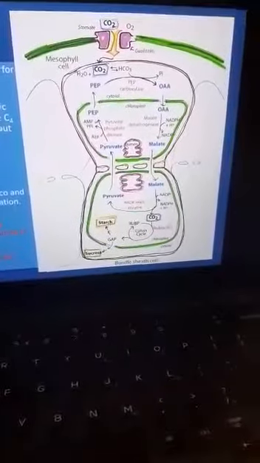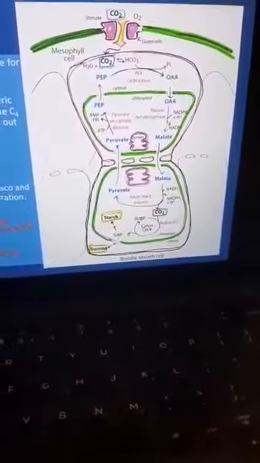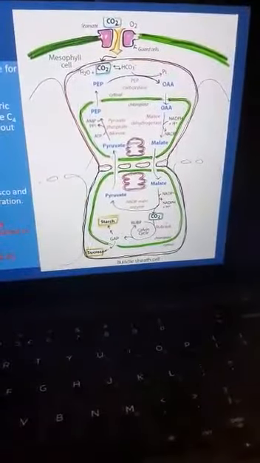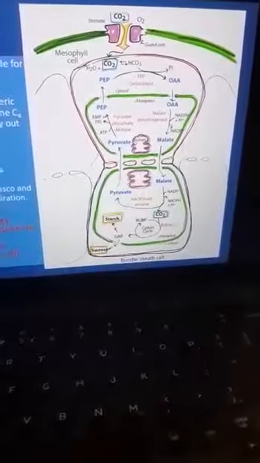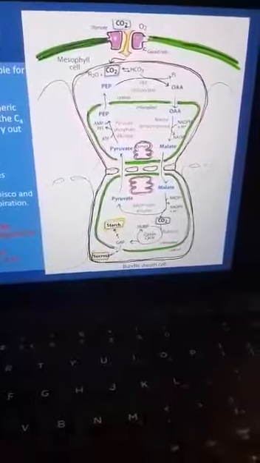So in the next clip, I'm going to try and explain the advantages of this pathway. In the next clip, I'm going to focus on the advantages of this pathway.